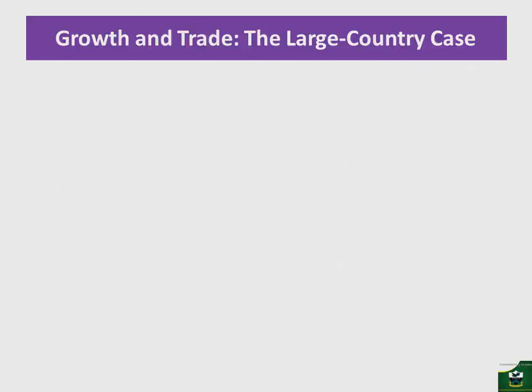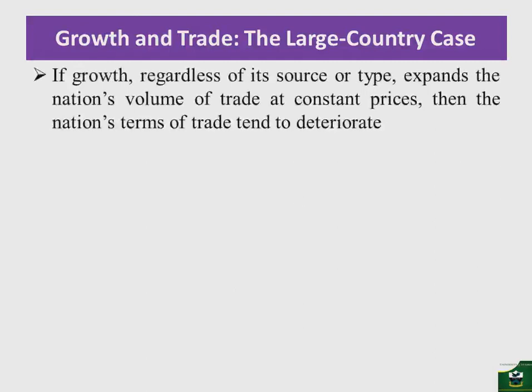Okay, let's shift our focus to looking at the large nation. If growth, regardless of its source or type, expands the nation's volume of trade at constant prices, then the nation's terms of trade tend to deteriorate. Because remember, when we are looking at the increase in the volumes of trade, we are looking at how many exportables the nation has produced and how many importables it has produced. If the production of the exportable commodity has increased more than the production of the importable commodity, then it means growth will be pro-trade.